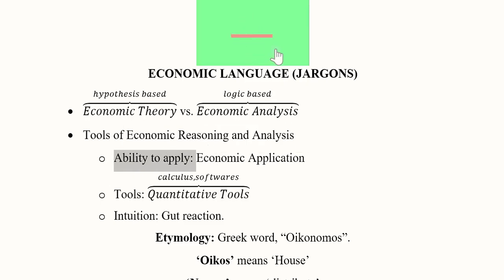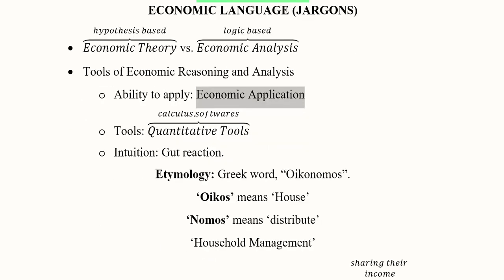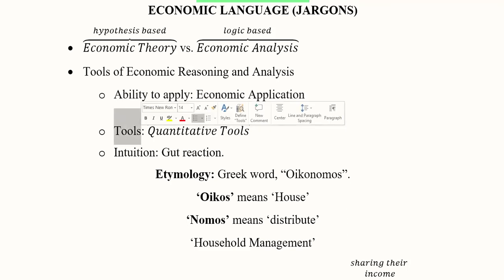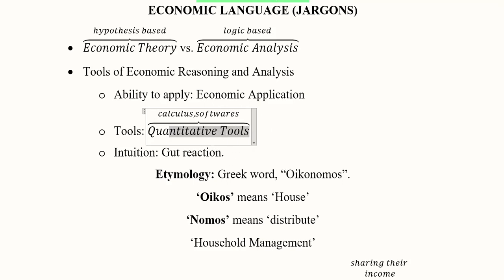These features include the ability to apply, because when we are doing economic analysis, it should be done in such a way that we are able to apply those tools and techniques to an economic situation. So this is the prerequisite. Then what are the tools that we usually apply in our economic analysis? They include the quantitative tools. They can be tools like calculus, regression. So we can use tools from mathematics as well as from statistics or econometrics.